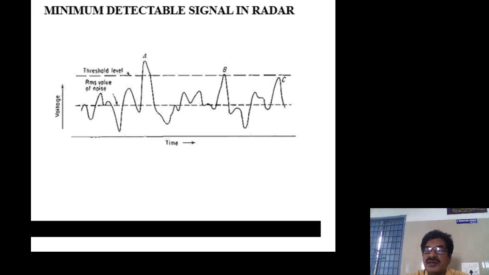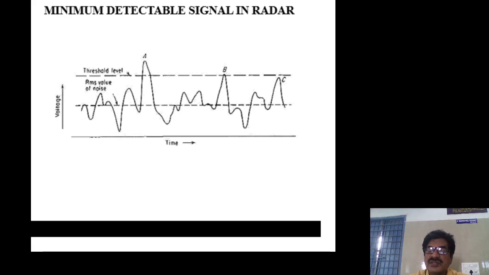But with reference to C, the amplitude of the signal is unable to cross the threshold level, even though it is also with reference to a target. It is unable to cross the threshold level, so it does not indicate the presence of the target. That is the way threshold detection helps to know the presence of the target.